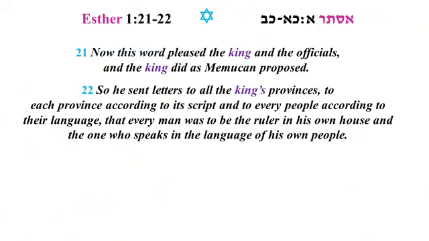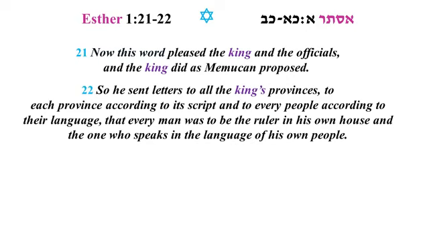Okay, verse 21. This word pleased the king and the princes, and the king did as Memucan proposed. So he sent letters to all the king's provinces, to each province according to its script, and to every people according to their language, that every man should be master in his own house, and speak in the language of his own people.